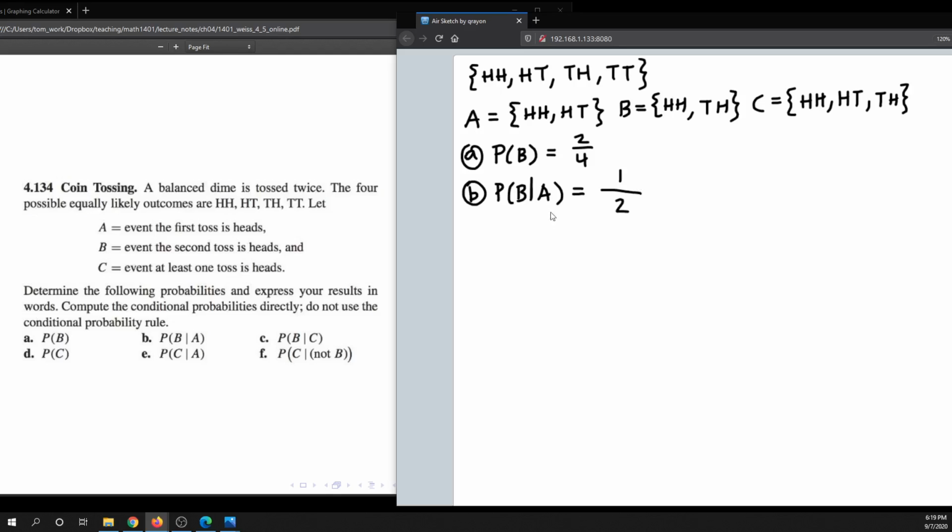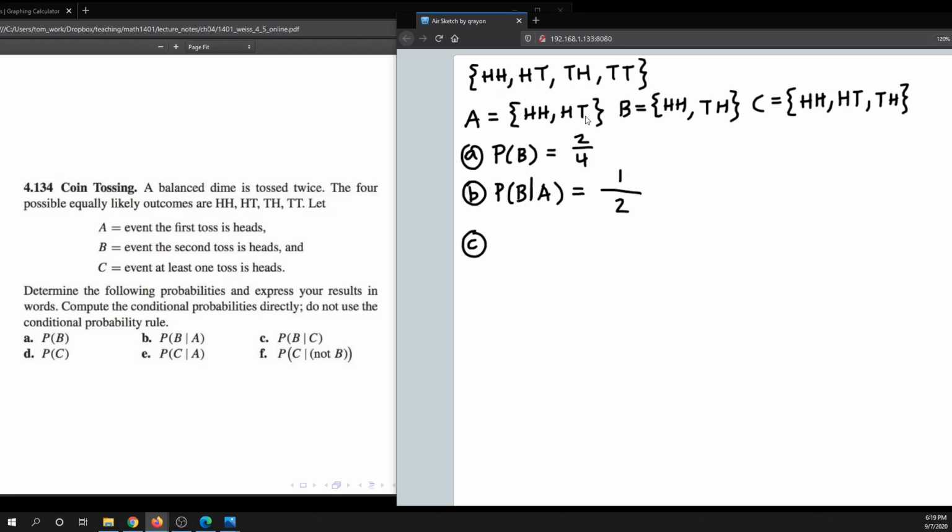And so if you're given that A has occurred, if I'm telling you, hey, I either got a heads heads or a heads tails, and you say, hey, what's the probability that the second toss is a heads? Well, it had to be 1/2, right, because there's only 2 outcomes, and only one of those outcomes was one where I got a tail on the second toss. Okay, so that's how you would calculate a conditional probability. Or one way to do it, let's say.